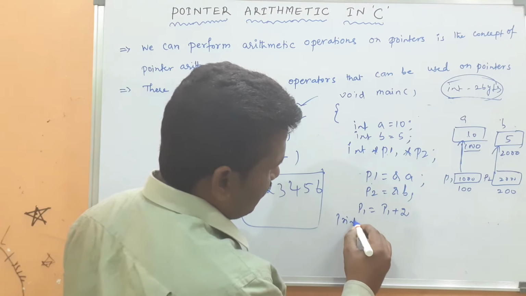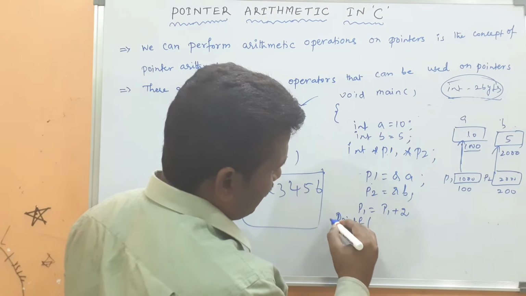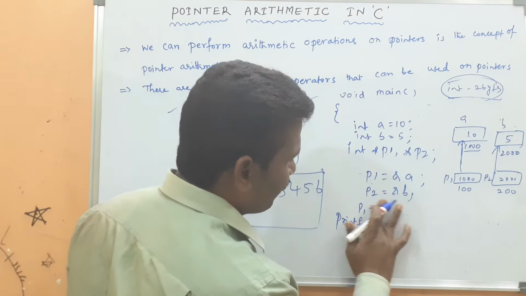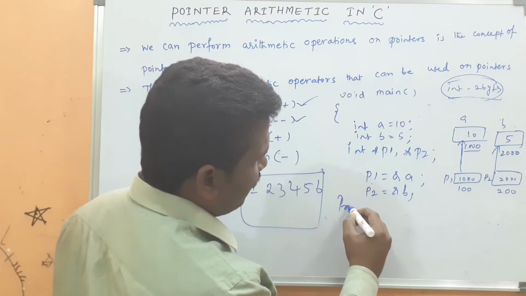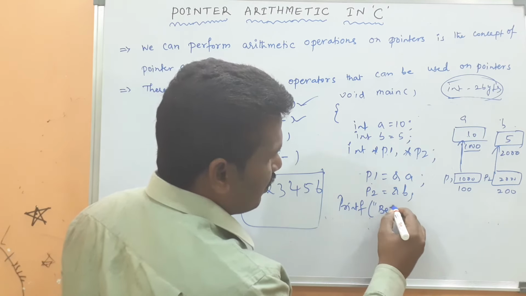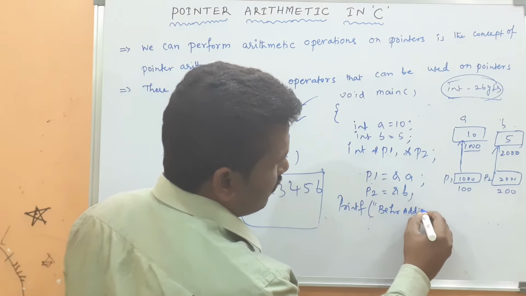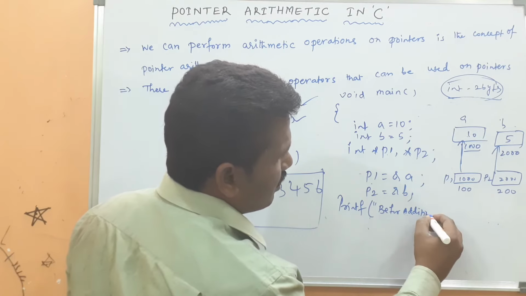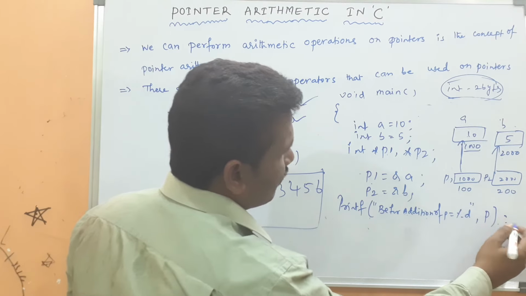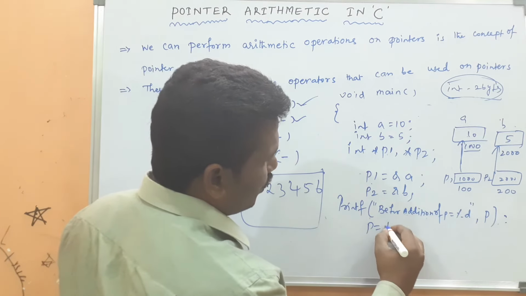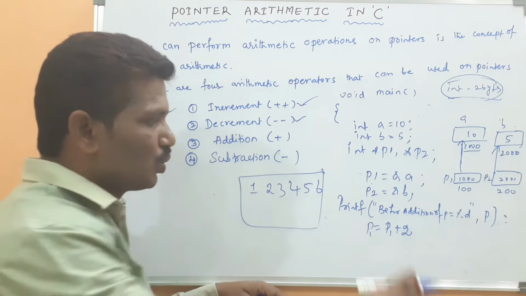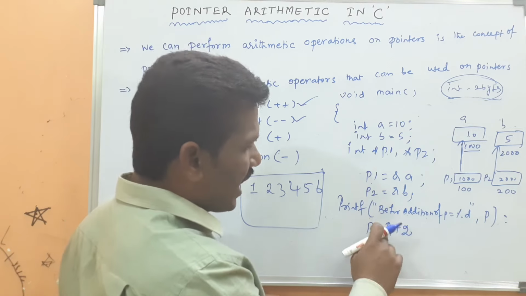Then printf "before addition of P equal percentage D", then P. Then P equal to P1 plus 2. 2 can be added, an integer value 2 can be added to P1.